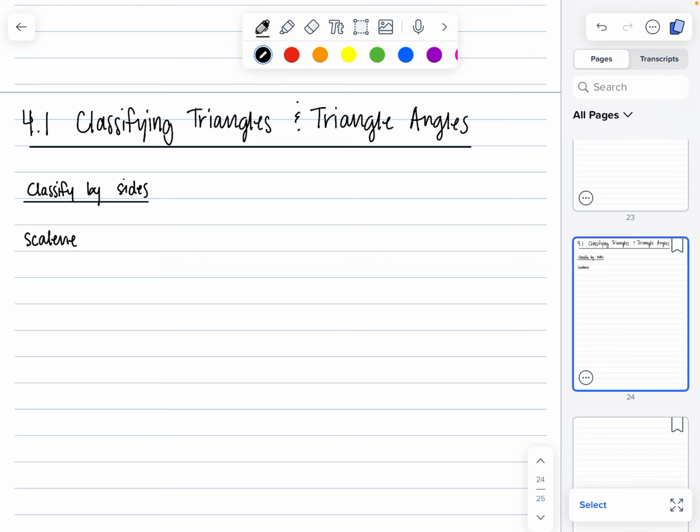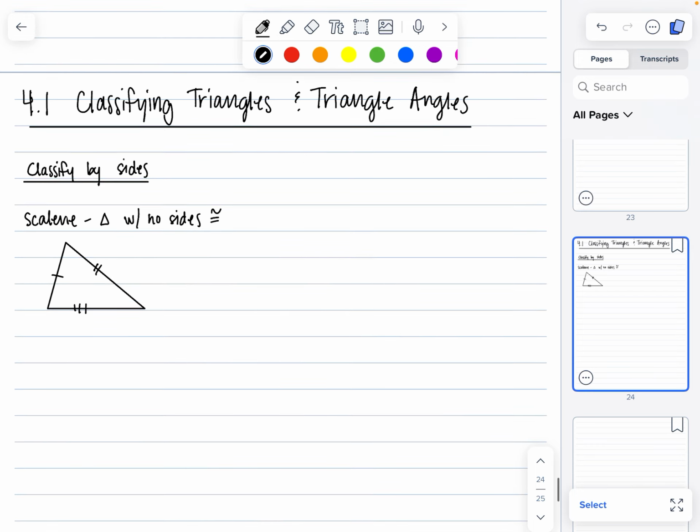A scalene triangle is a triangle with no sides congruent. Simply put, none of the sides are congruent. So if we draw a triangle really quick, I'm going to put one tick here, indicating that it has one specific length, two ticks here, showing that it's not congruent to the first side that I ticked, and three ticks here showing that it's not congruent to any of the other two sides that I ticked. So that is a scalene triangle.